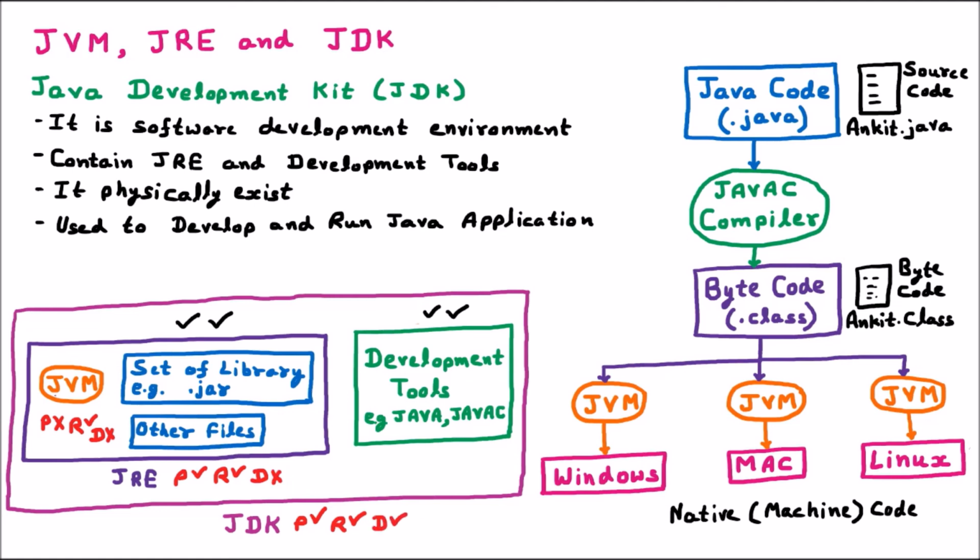JVM is used for running the Java application. JRE provides a set of libraries and other files so that the JVM can work. That means JRE is the implementation of JVM. And JDK also provides the development tools like Java and Javac, and it contains the JRE also. So in JDK, we can develop the application as well as run the application. So that is all about the JVM, JRE and JDK.